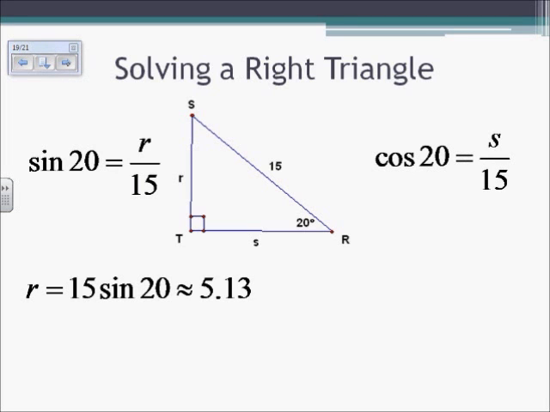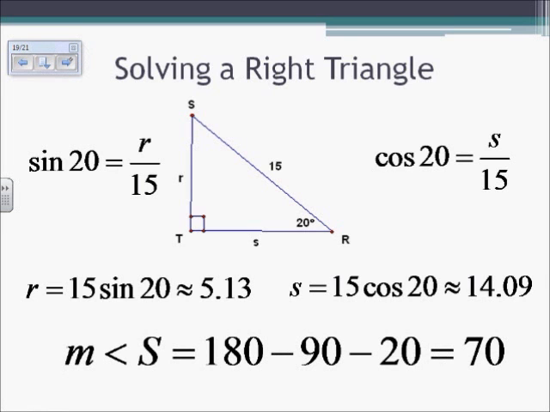Same thing for S, except we're using cosine because S is on the adjacent side. So using adjacent over hypotenuse, we'll have cosine of 20 is equal to S over 15. S then is equal to 15 cosine of 20. And like I said before, solving for angle S is pretty straightforward. Angle S is equal to the entire triangle, 180 minus 90 minus 20, or 70 degrees. So that's solving a right triangle given one side and one angle.